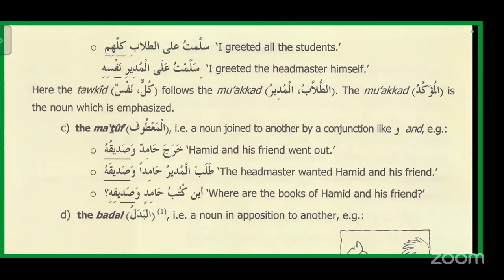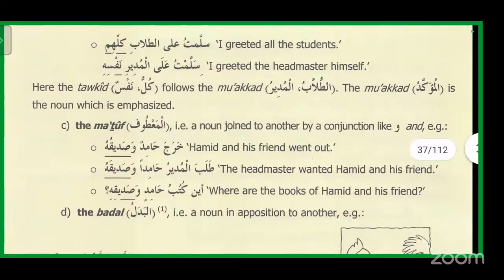The ma'tuf. It is a noun joined to another by a conjunction like wow and. Example: Kharaja Hamidun wasadiquhu. Hamid and his friend went out. طلب المدير حامدا وصديقه. The headmaster wanted Hamid and his friend. أين كتب حامد وصديقه? Where are the books of Hamid and his friend?